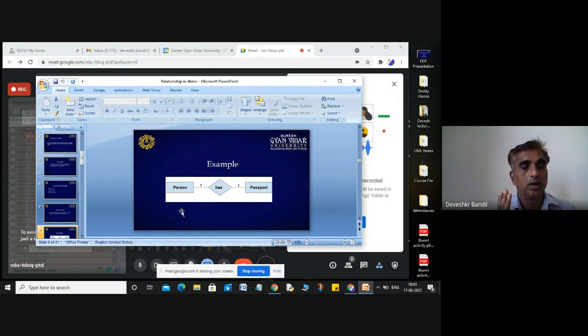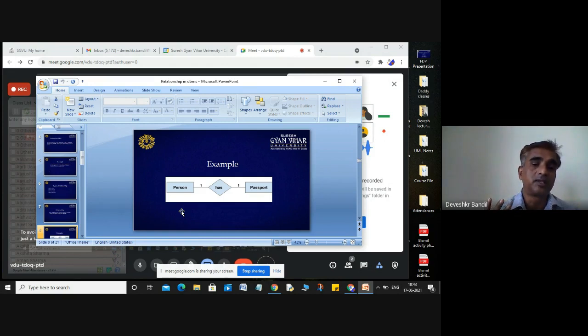You know, if there are two entities, like person and passport, and the person's attributes are person ID, person name, person age, and person address, and the second entity is passport, where passport ID and passport number are the attributes of the passport entity. So each person can have only one passport, and each passport belongs to one person. That is the example of a one-to-one relationship.